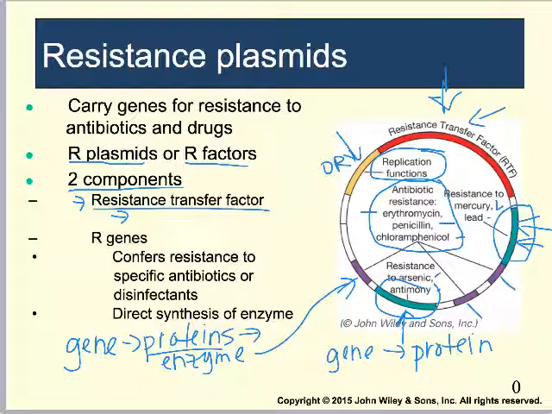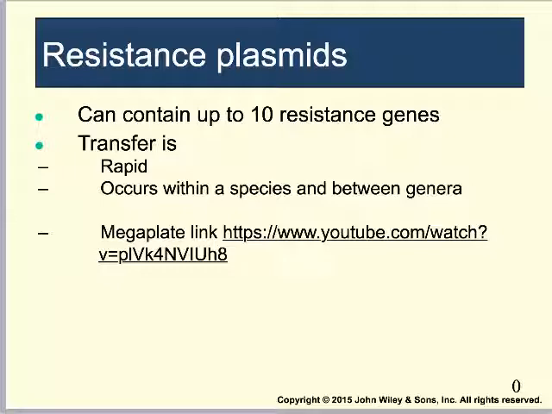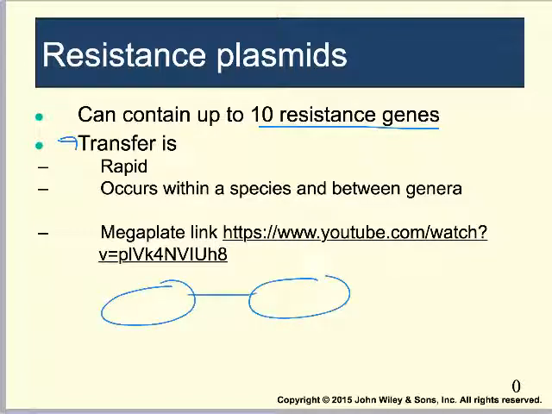So you could have E. coli give a resistance gene to Staphylococcus. Then here's our genes, and this is what I just tried to explain to you. So R genes confer resistance to specific antibiotics or disinfectants, and direct synthesis of an enzyme. Resistance plasmids can have up to 10 genes in them. They can be transferred from organism to organism.